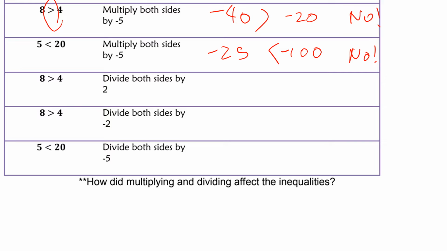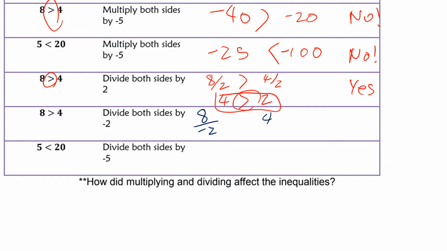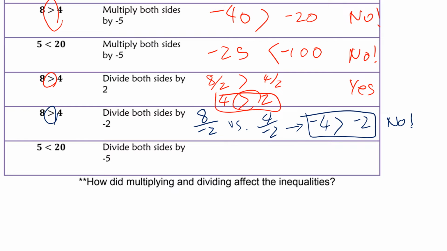What about if it's division? 8 divided by 2, 4 divided by 2: it's 4 and 2. Is this still valid? Yes, it is. What about if it's negative? 8 over negative 2, 4 over negative 2. This gives you negative 4 and negative 2. It's not valid because, as I mentioned, the alligator mouth was open towards the left, but because we divided by a negative number, it should theoretically make more sense.